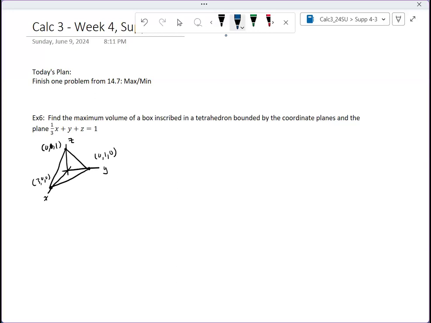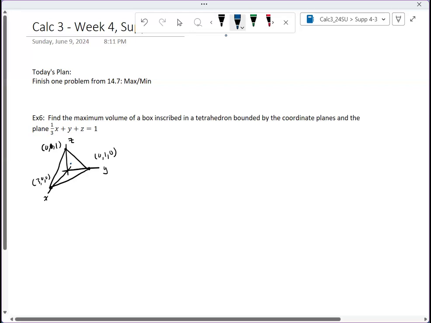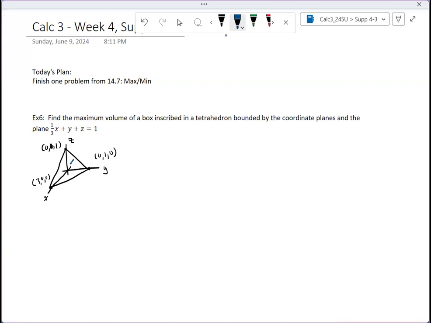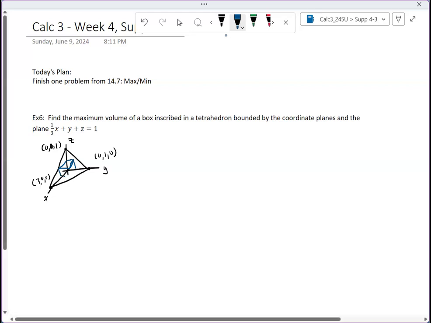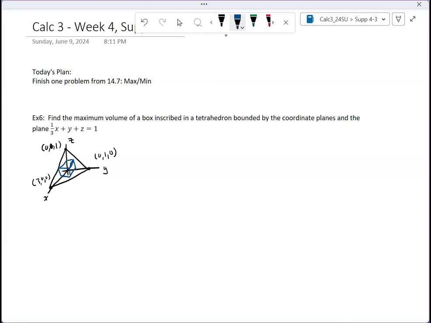And then I have a box that has one corner at the origin and one corner on this tetrahedron. I'm trying to draw it somewhat convincingly here. So we have a box like this. So it's got one corner at 0, 0, 0, and one corner at, say, x, y, z. And we want to find the maximum volume of such a box.